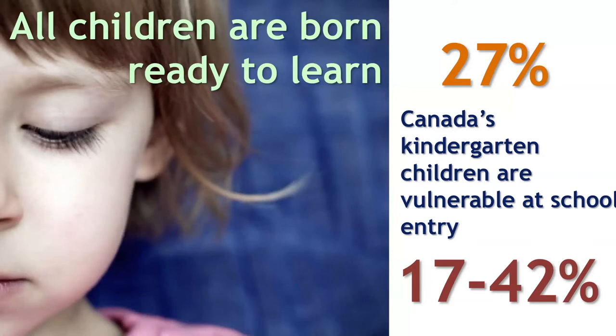So to continue from the slide that I showed you a minute ago, yes, all children are born ready to learn, but in Canada, 27% of kindergarten children are vulnerable at school entry. It's already a high number, but when you think about the fact that this number varies between jurisdictions, and by that I mean our provinces and territories, between 17 and 42%, that really is very troublesome. And this number can vary even more if you go down to smaller geographical levels.